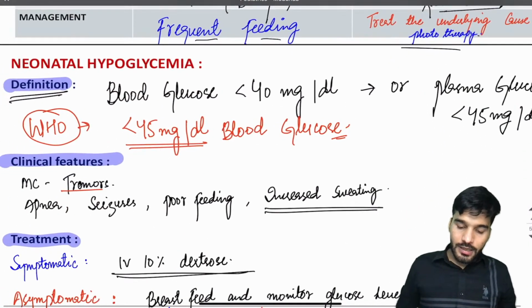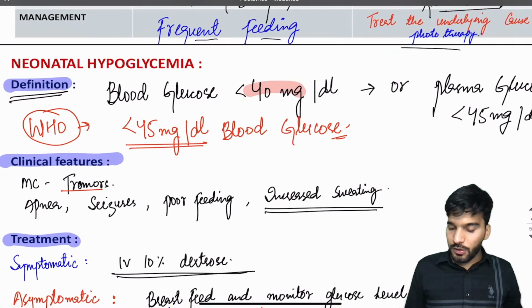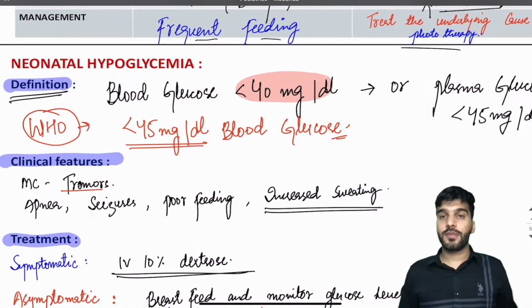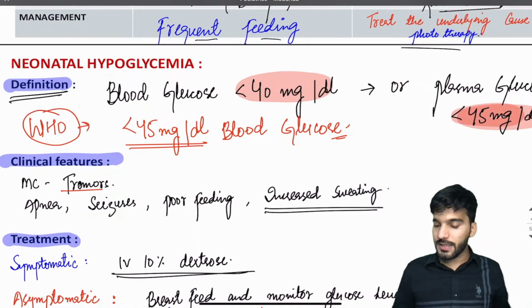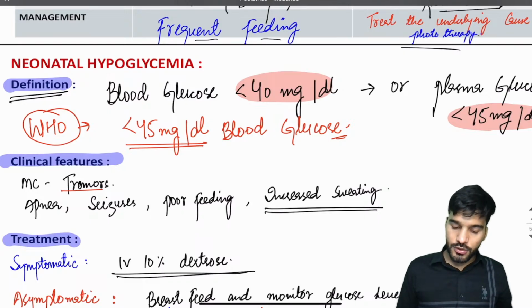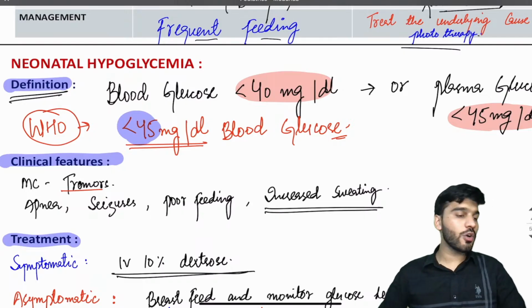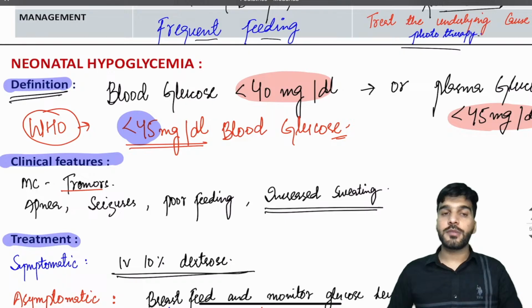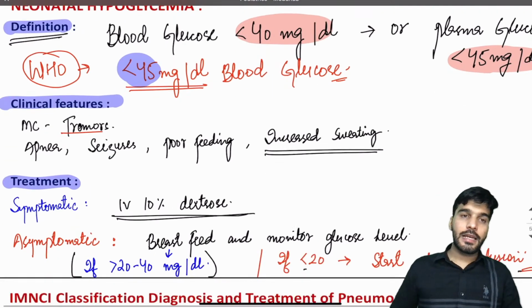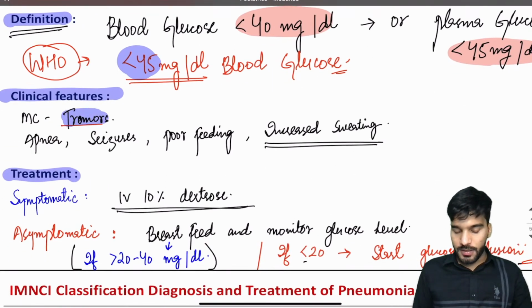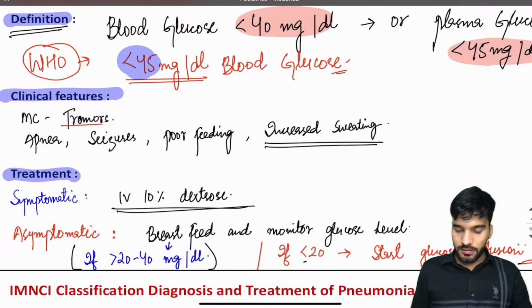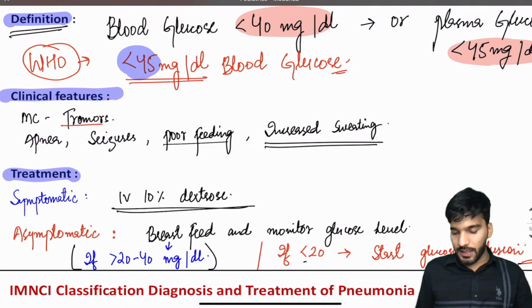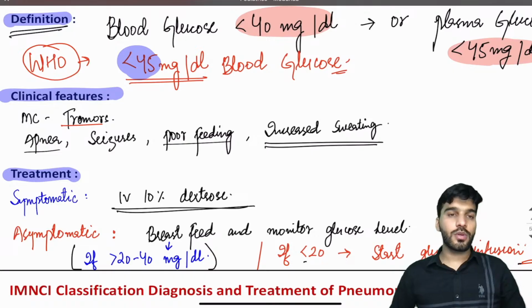Neonatal hypoglycemia, sir, is defined when the blood glucose is less than 40. But if they mention plasma glucose, it's less than 45. But as per the WHO definition, it is less than 45 mg per deciliter blood glucose. Clinical features: the most common is going to be tremors. Followed by that, seizures, poor feeding, and increased sweating are the other features of hypoglycemia.